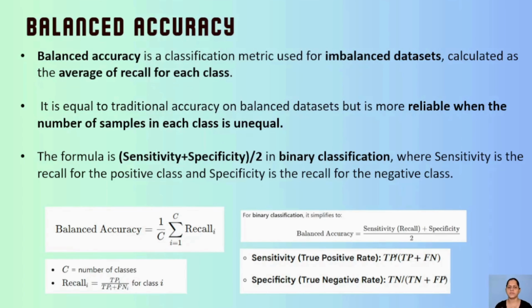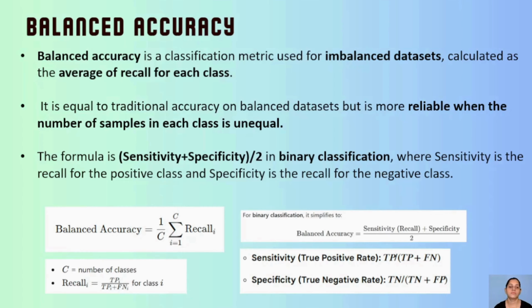The first metric we are going to discuss is balanced accuracy. So what is balanced accuracy, guys? It's a metric, again, very useful for imbalanced datasets. And how is it calculated? We are going to consider the average of recall for each class.